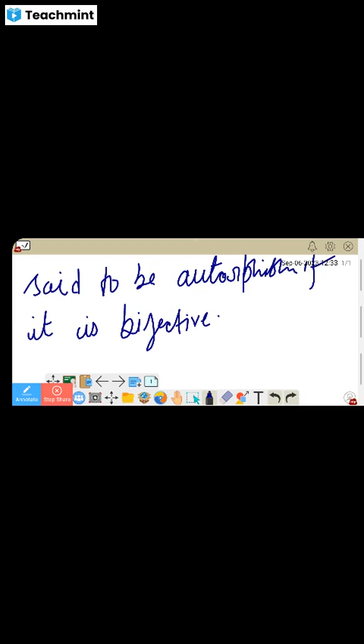Okay, so let us understand by using pictorial representation of each: epimorphism, monomorphism, isomorphism and automorphism. Let us understand one by one. So first, epimorphism. In epimorphism, we are taking all elements of G dash because this is only onto. That is why we are taking all elements.